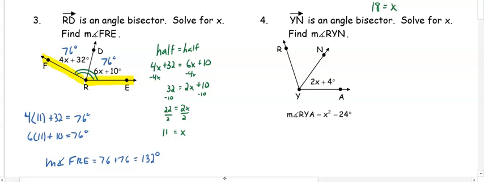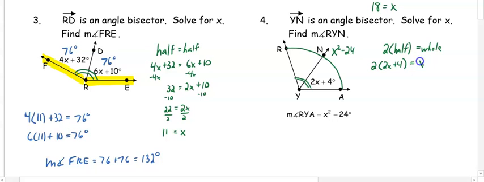In number 4, YN is an angle bisector. Solve for x. If it's an angle bisector again, that angle is cut in half. We know that AYN is 2x plus 4 and RYA is x squared minus 24. So this time again we need 2 halves to equal our whole angle. So 2 times 2x plus 4 is equal to x squared minus 24. We can distribute: 4x plus 8 is equal to x squared minus 24.